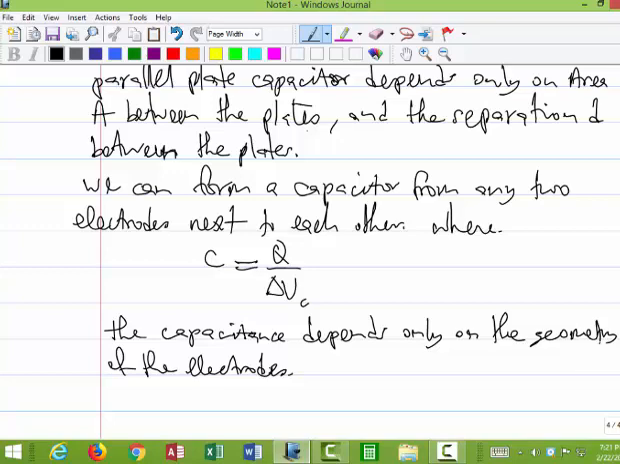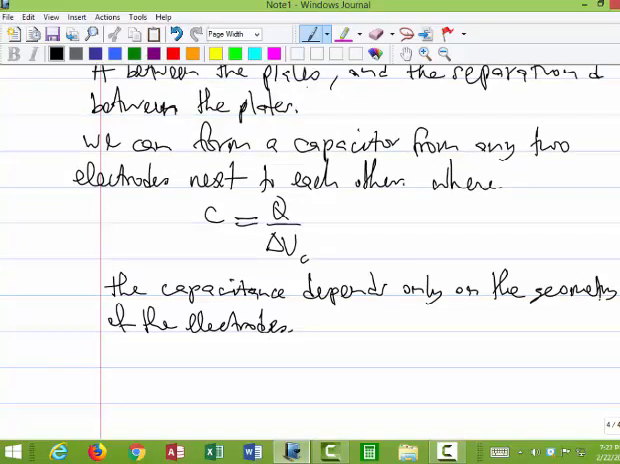So if we have a parallel plate capacitor, then C is epsilon naught A over D. That is unique for a parallel plate capacitor. If you have a coaxial cable, it's going to be different. If you have a wire next to a sheet, that's a totally different capacitance, and so on. So any two electrodes have their own unique capacitance.